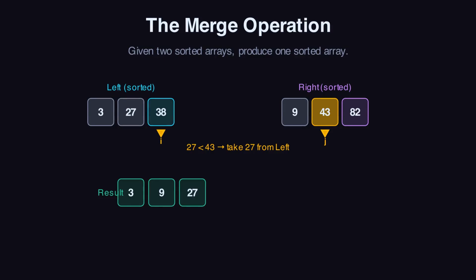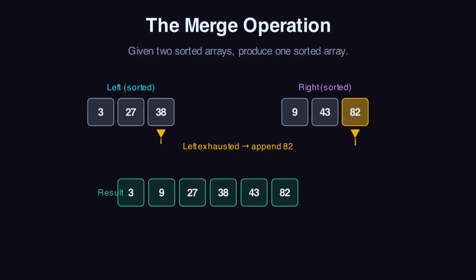Third comparison. 27 versus 43. 27 wins. We take it and advance I. Fourth. 38 versus 43. 38 wins. Advance I. Now the left array is exhausted. We append all remaining right elements, 43 and 82, directly into the result.